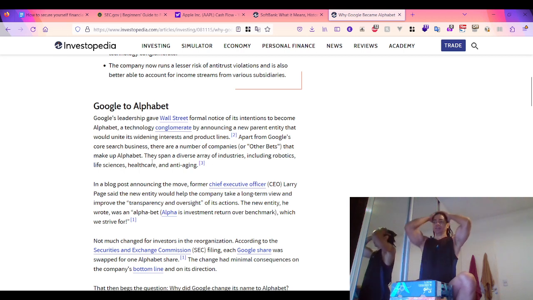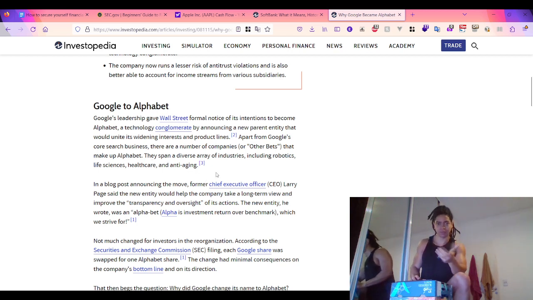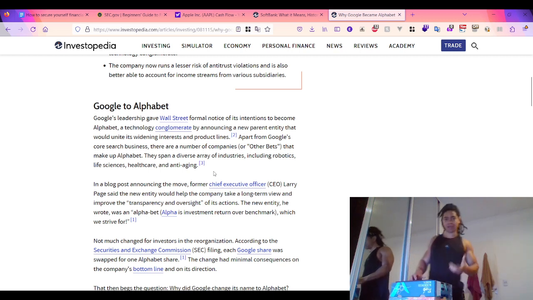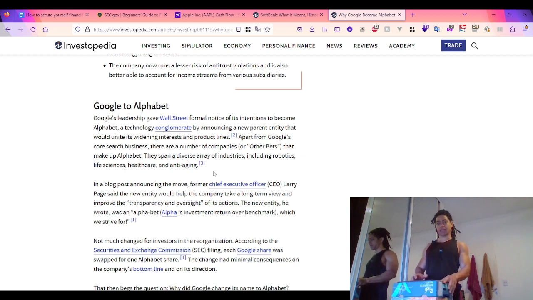Okay, holy moly, interesting. Okay, so you have Alphabet, the parent company of Google, that invests primarily in technology companies, including healthcare and anti-aging. So, for example, Calico is one of them. Okay.